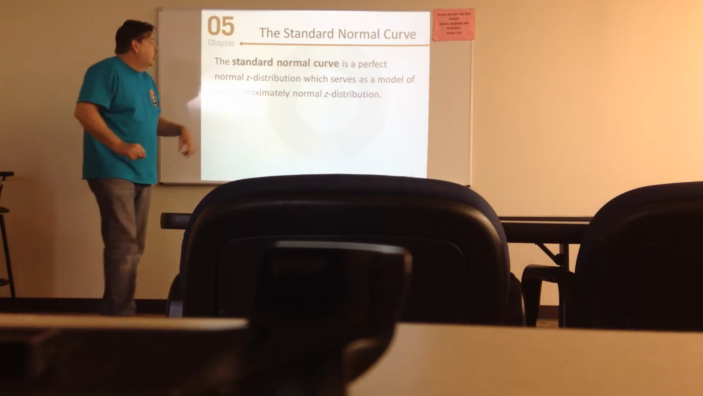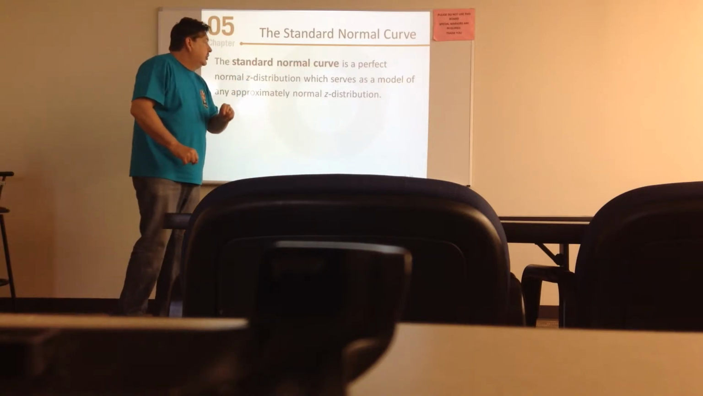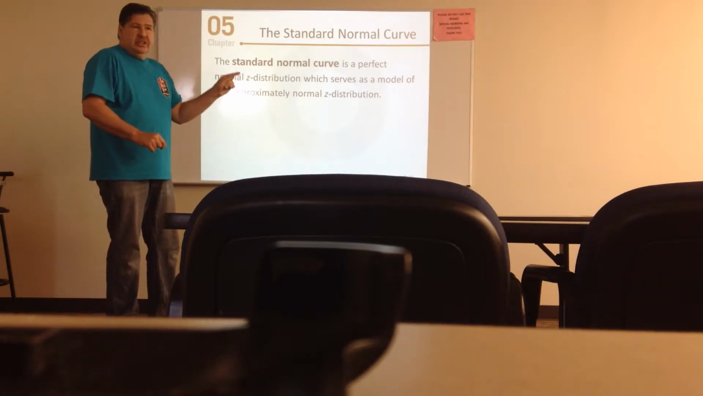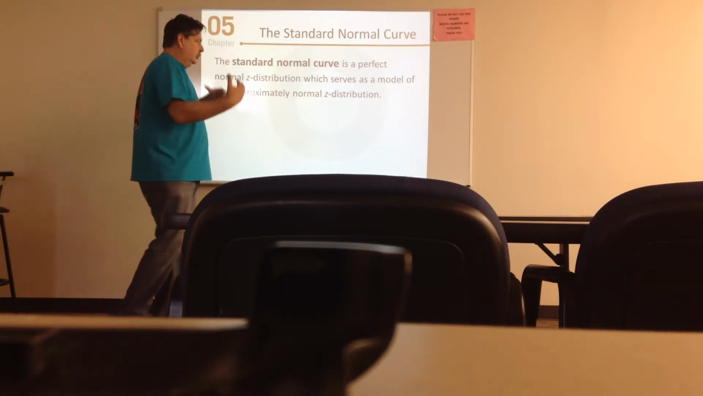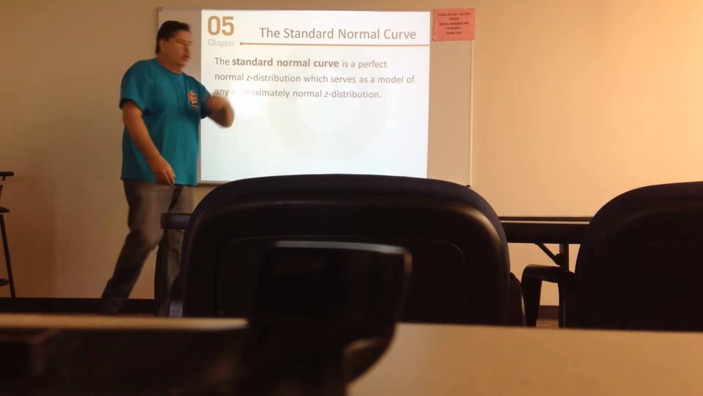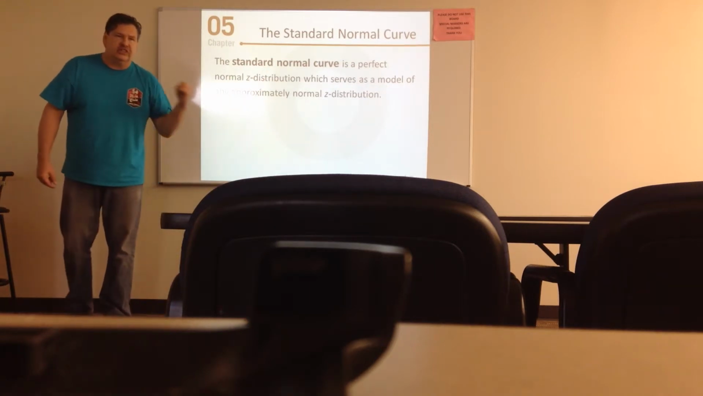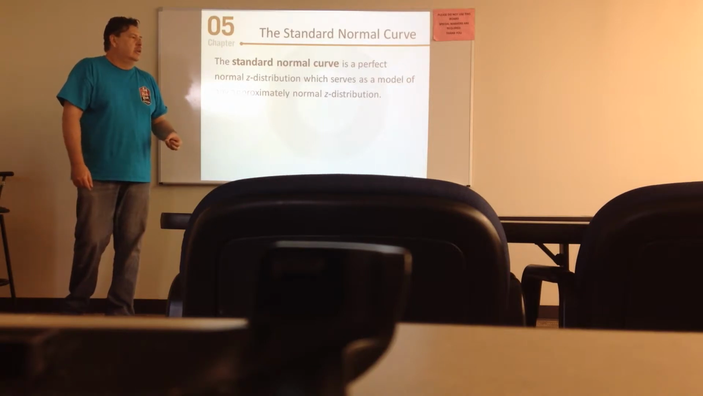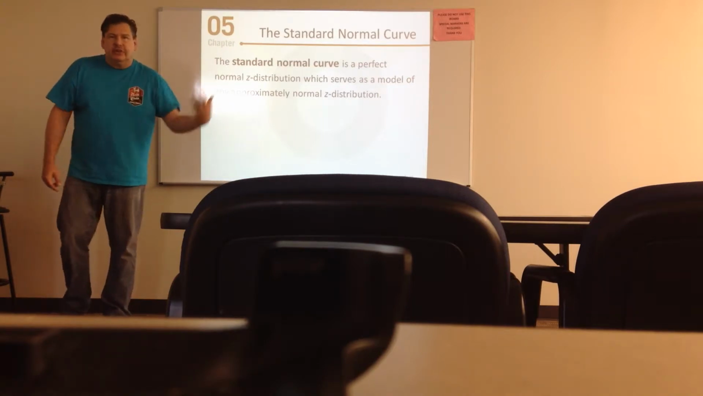The standard normal curve is a perfect normal z-distribution, and it serves as a model of approximation of normalization or standardization. And it's called the normal z-distribution, or the z-score, or z-distribution, the normal bell curve. You've heard those things before.